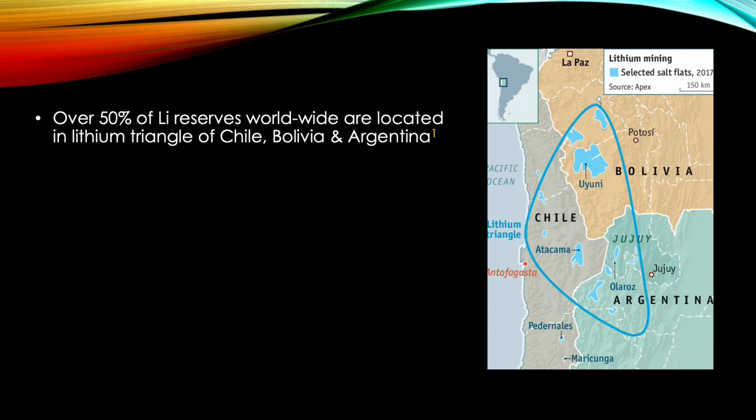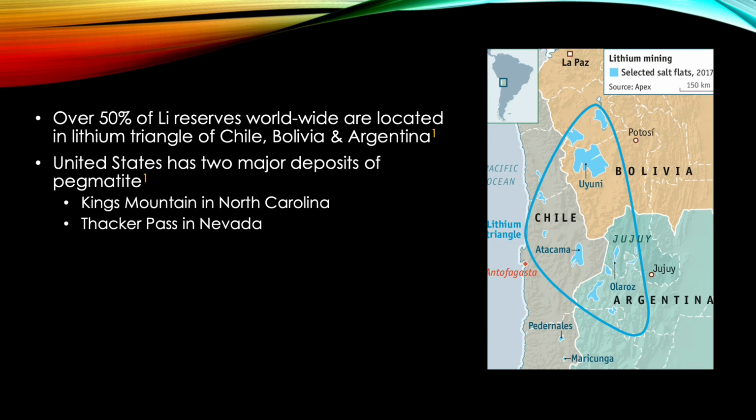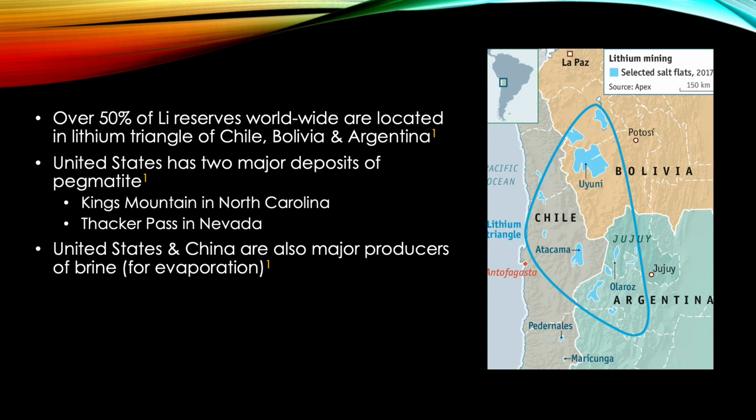Where do we find lithium? Over 50% of lithium reserves worldwide are located in the lithium triangle of Chile, Bolivia, and Argentina. The United States has two major deposits of petalite, in Kings Mountain in North Carolina and Thacker Pass in Nevada. The United States and China are also major producers of brine, just as the lithium triangle is, and that's where we produce lithium through a process called evaporation.